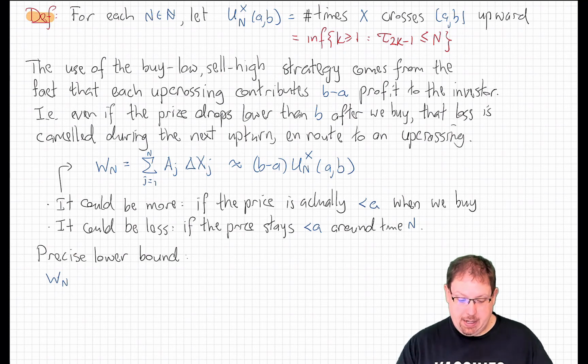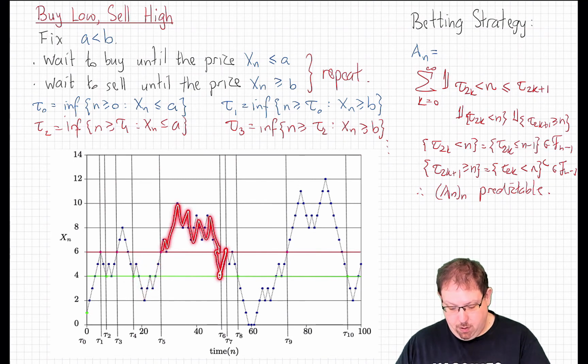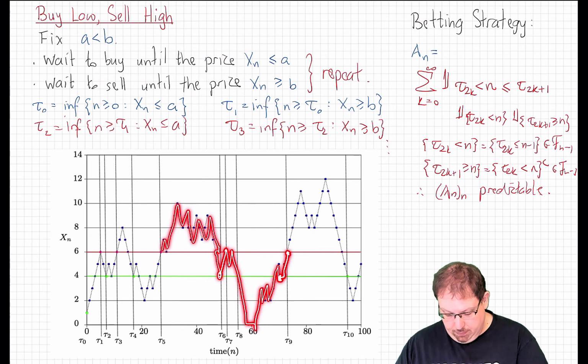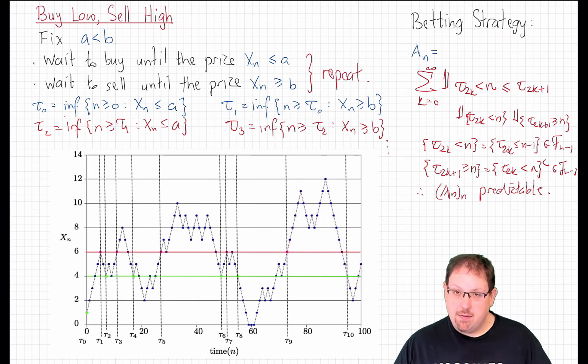So let's look back at our example here. We have one upcrossing, then another one, 2. The next upcrossing is here, 3. And then we have 4. And down for a while. And 5. And up for a while, and then down. Okay, we had 5 upcrossings here.